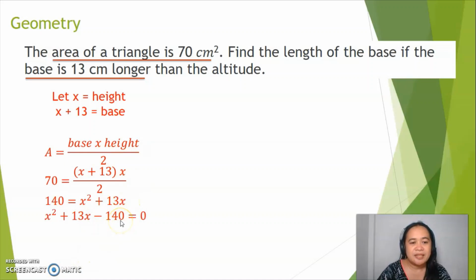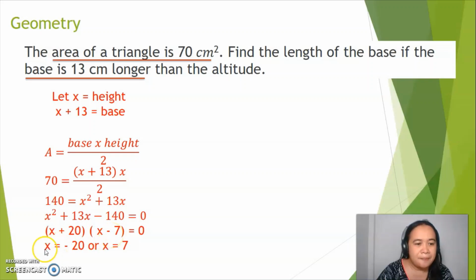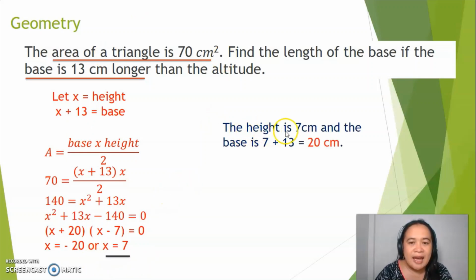So factors of negative 140 in order to get 13 would be 20 and negative 7. So in this case, the values for x could be negative 20 or positive 7. In this case, we will consider 7. So therefore, the height is 7 centimeters and the base is 7 plus 13, which is 20 centimeters.